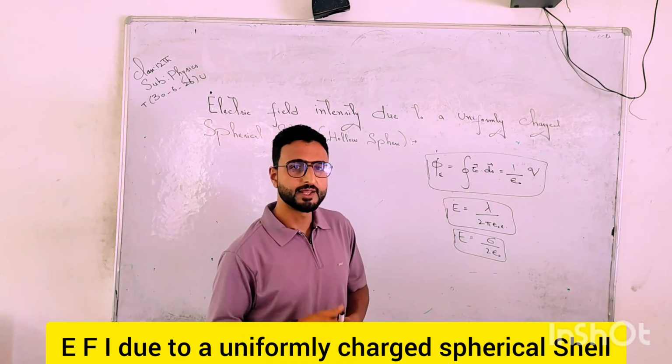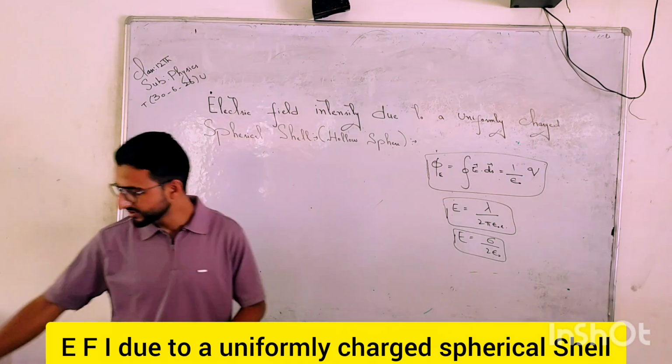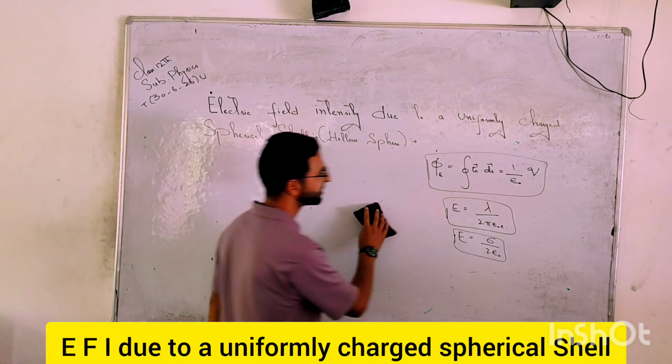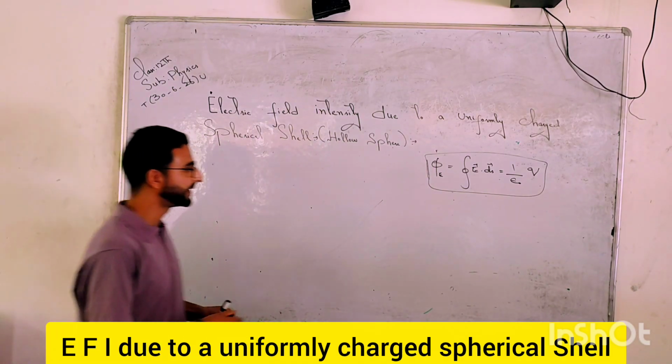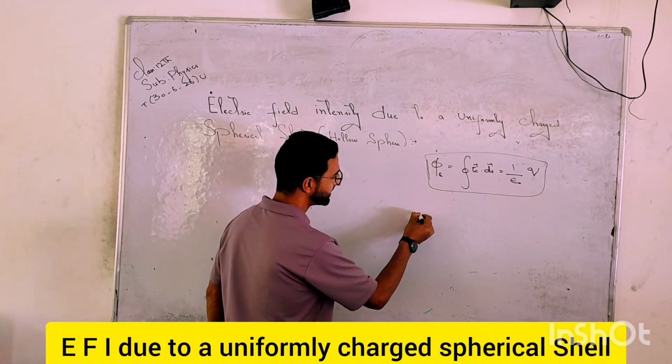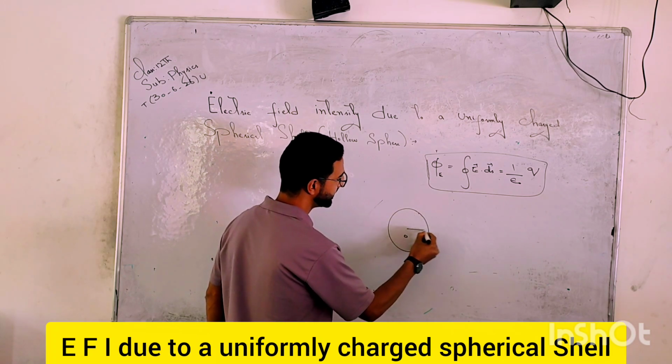So these two applications we have already discussed, where sigma is the surface charge density. So today I will apply the Gauss's law to find the electric field intensity due to a uniformly charged spherical shell. Remember, this is a hollow sphere basically, okay? So let me consider a hollow sphere here, having center O and radius R.